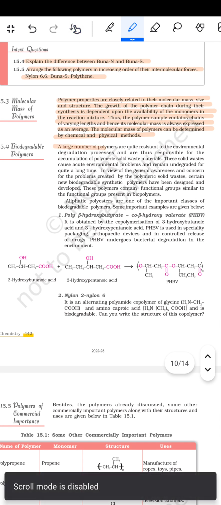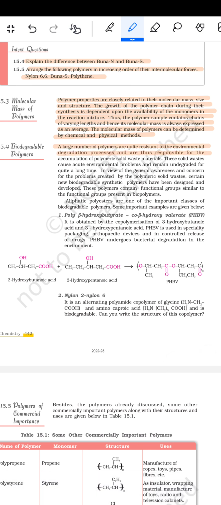तो a large number of the polymers are quite resistant to the environmental degradation process and are thus responsible for the accumulation of the polymeric solid-based materials. These solid-based cause acute environmental problems and remain undegraded for quite a long time.